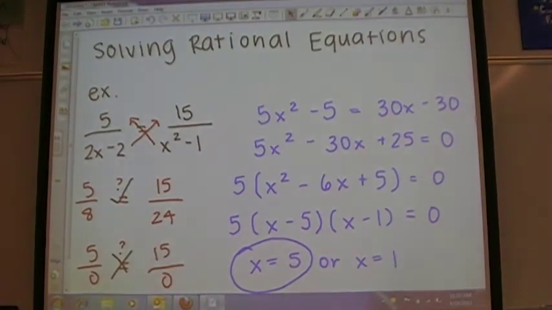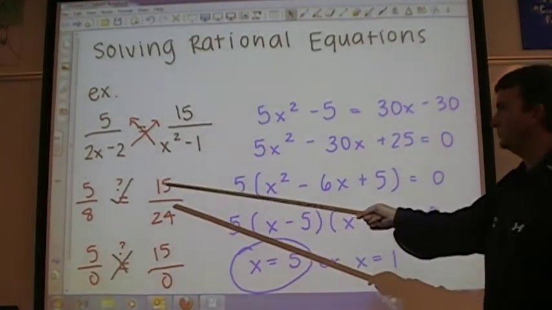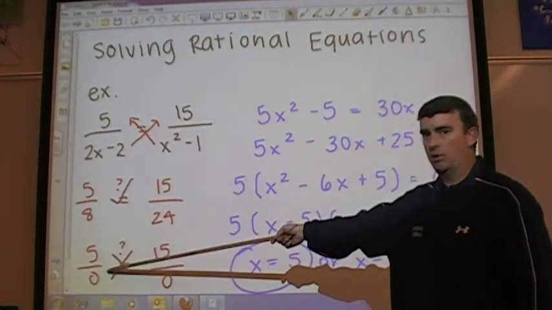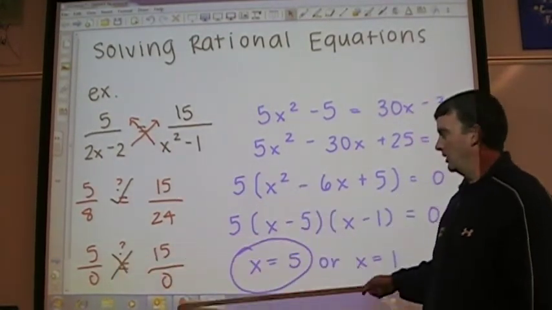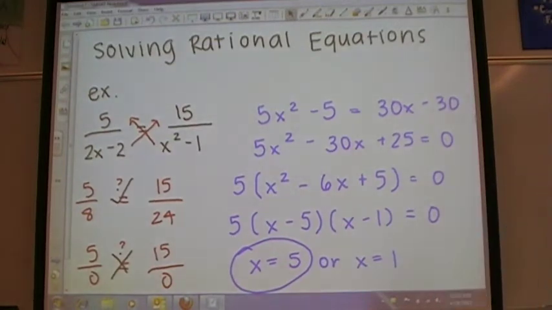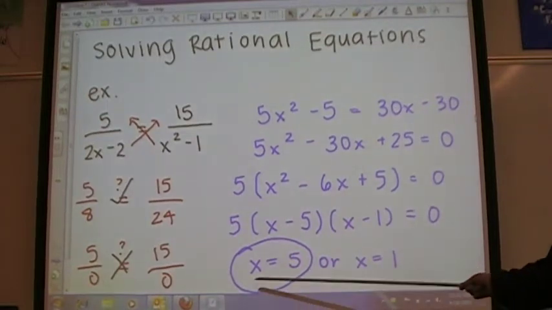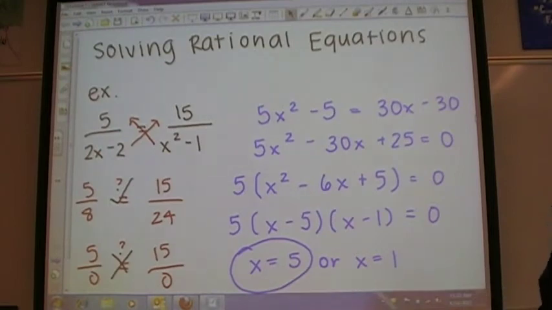Then we plug in the 1. If I plug in 1, I get 5 divided by 0. Does that equal 15 divided by 0? You cannot have 0 in the denominator. So that is why 1 is not a solution. So your only answer is x equals 5. Question?